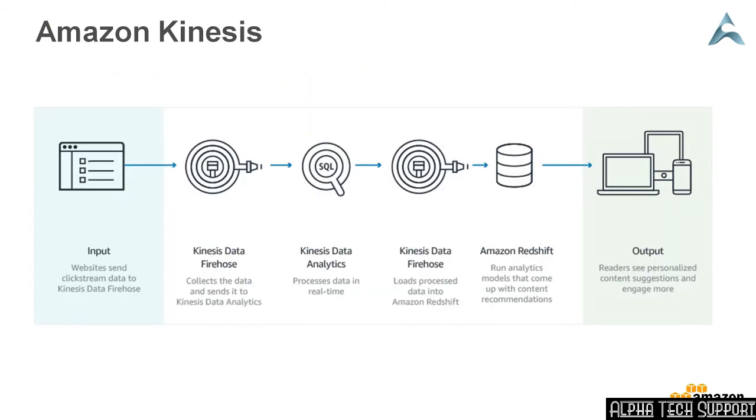This is a simple direction flow diagram from input to output. With Amazon Redshift, you can store your data. Because the data is very large, you may need a warehouse or a database.